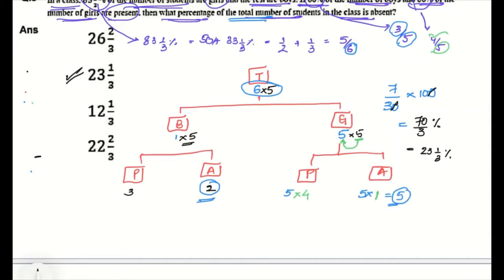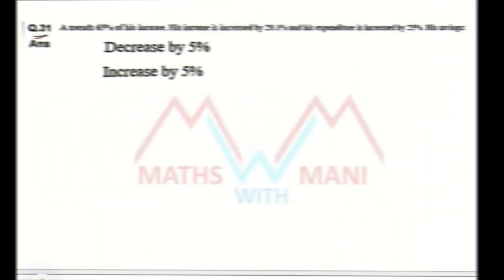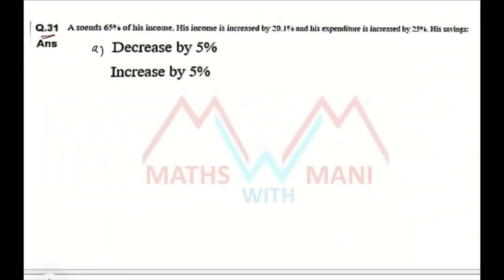Very, very important model. So if you understand this tree diagram, definitely you can solve. Here the first option, and it is second, it is third. Third option is decrease by 11%. Here options are missing, and increased by 11%.